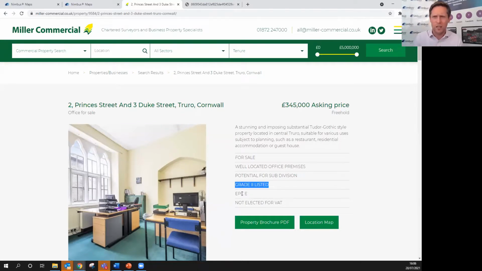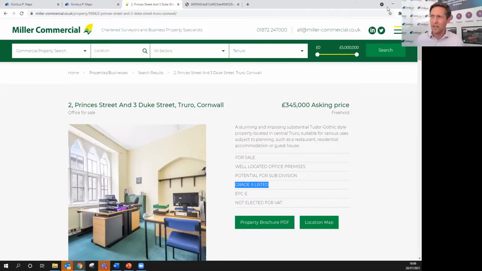But the big question that Julie asked me is, can I convert that building under Class MA? The challenge with that is that Class MA doesn't apply in Article 2(3) land, and also doesn't apply to listed buildings. That means you can't convert this building under Class MA, but you could submit a full planning application on it, and the full application doesn't say you won't get the consent in that location.